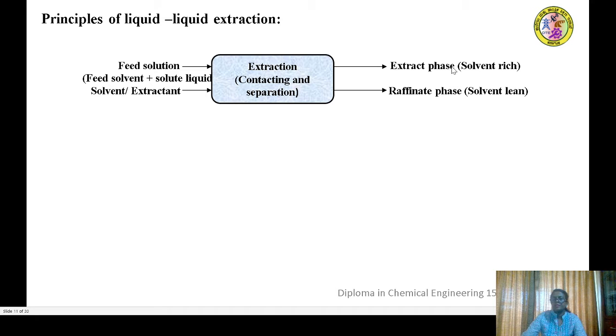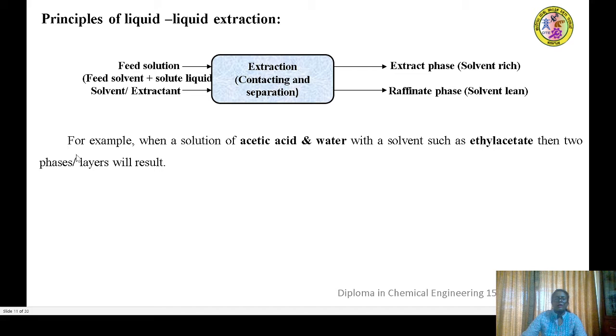So these two are the products of the operation. One is the extract phase, a solvent-rich phase which contains most of the solute liquid. The other is the raffinate phase, which is the residue of the operation, from which the solute liquid has been removed. It is called solvent-lean phase because it might contain a small amount of the solvent used in the operation. Okay, so let us understand extraction operation with this example.